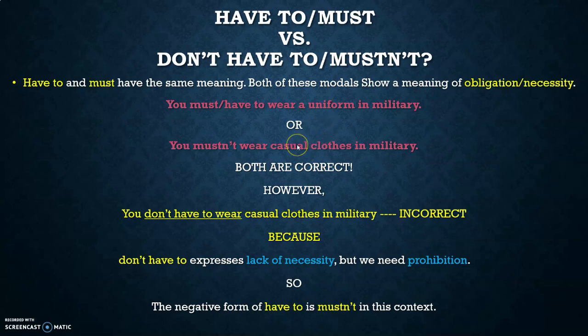So we understand that mustn't is the negative form of have to and must within the meaning of obligation. However, we cannot get the same meaning with don't have to because don't have to expresses lack of necessity. But we need a prohibition in this context.